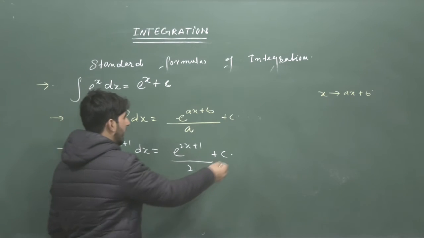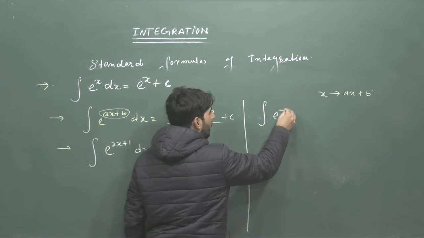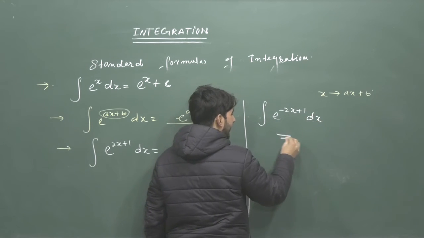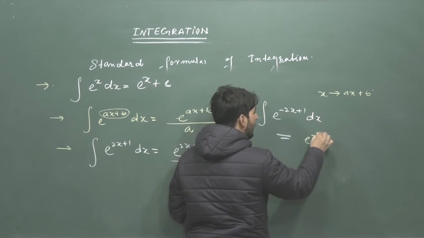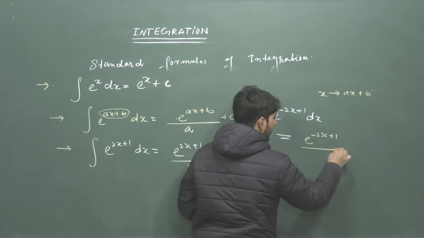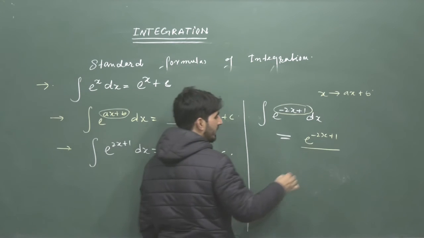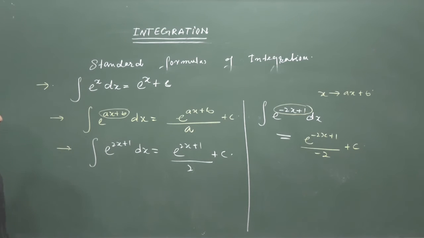Now let's take another example, that is, if you have to integrate e raised to power minus 2x plus 1 dx, then directly the integration of this function is e raised to power minus 2x plus 1 divided by the internal differentiation of minus 2x plus 1, that is minus 2 plus c. This is the procedure how to find the integral of e raised to power x.